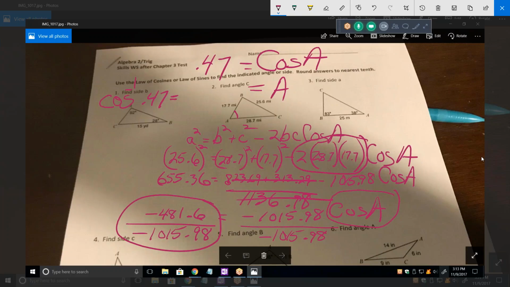All right, when I take the inverse cosine of 0.47, I get 1.08 also, which means I am not in degrees, I am in radians. And I am on a calculator that's, I've got to remember how to switch it to degrees. I've got to go to settings.